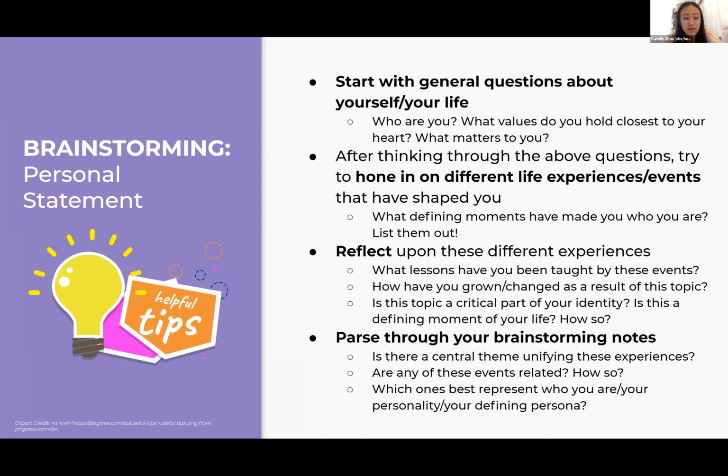After thinking about the above questions, the next piece of advice is to try and really hone in on the different life experiences and events that have shaped you. When you're thinking about the values that you hold closest to your heart, or who you are, or what matters to you, usually there's a reason behind why you think that way. Maybe it's something that happened with a family member, or experiences you've gone through, adversities you've overcome. So you really want to think about the different experiences that have shaped you and given you the values that you have. And after you think about those defining moments, you should list those out as well.